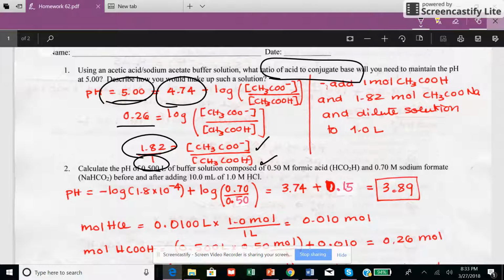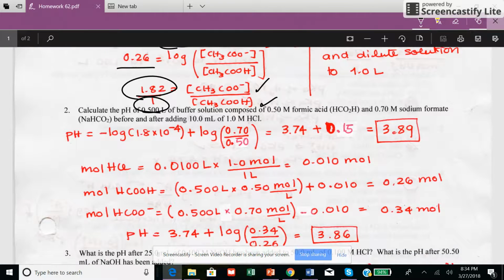And then if you want to prepare the solution, you just weigh out 1 mole of acetic acid and then 1.82 mole of sodium acetate. And that's pretty much it for number one.